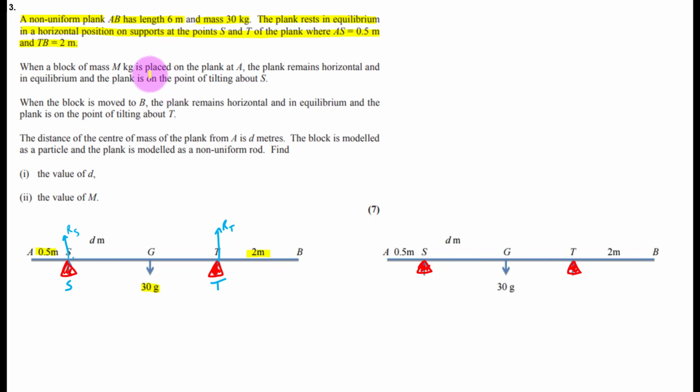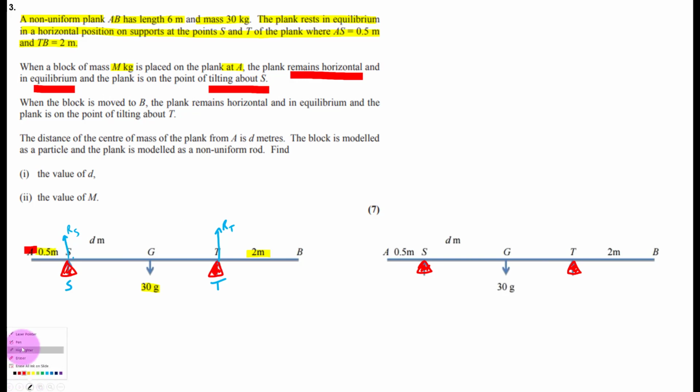Now, a block of mass M kg is placed on plank A. So imagine there's a block here, it's placed on A. The plank remains horizontal and in equilibrium, but the plank is on the point of tilting about S.